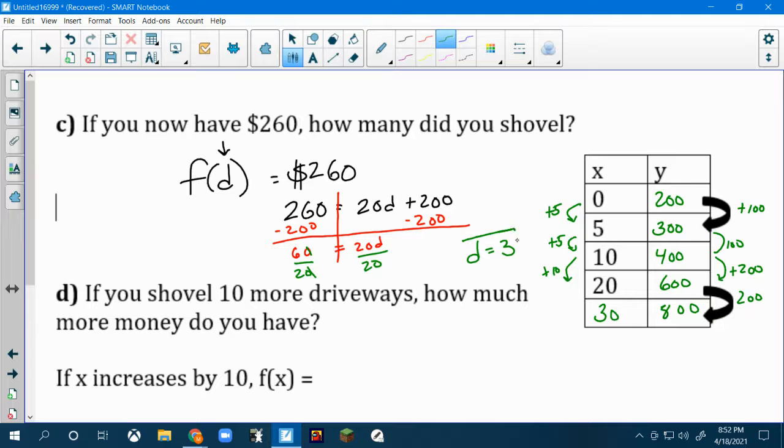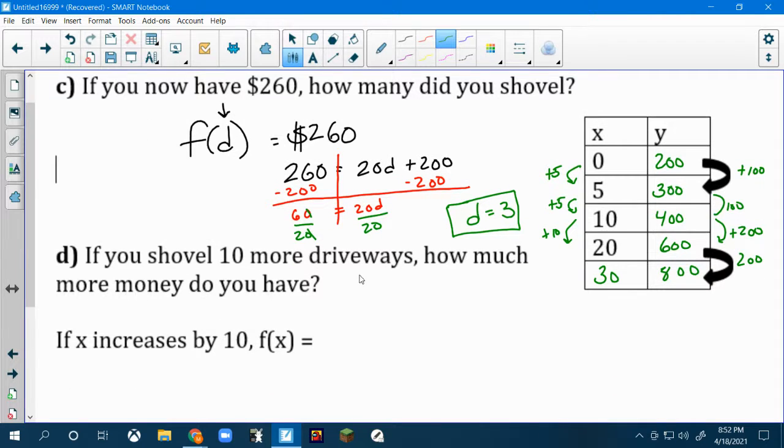We found out the number of driveways is 3. If you shovel 10 more driveways, how much money would we have? If x increases by 10, what happens to f of x? If x increases by 10, or if d increases by 10, how much did y increase? Well, that was $200.